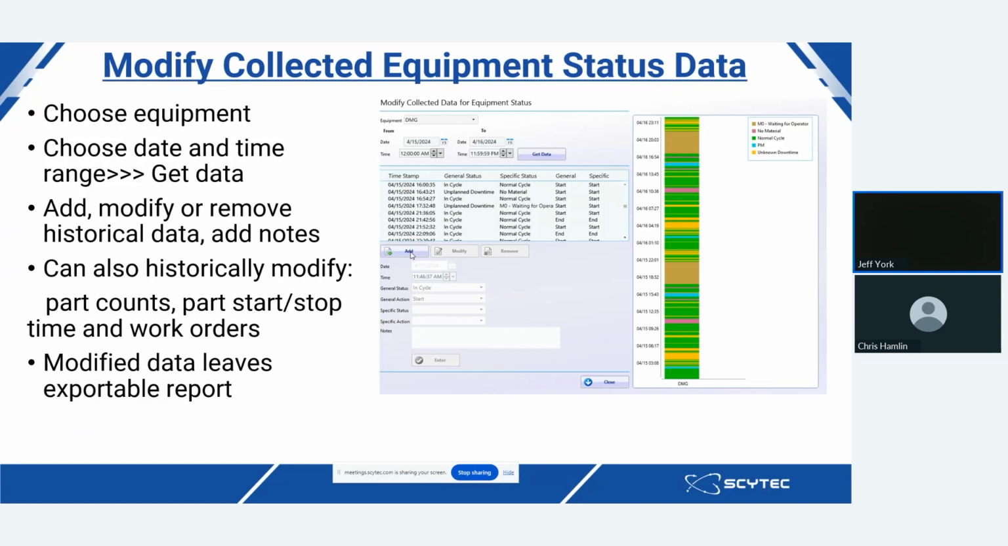And the modified data that you go in and change in this also leaves an exportable report, much like I just showed you with those Excel reports, for down the line auditing and stuff like that. And you can also just leave what is basically a paper trail for the modified data.